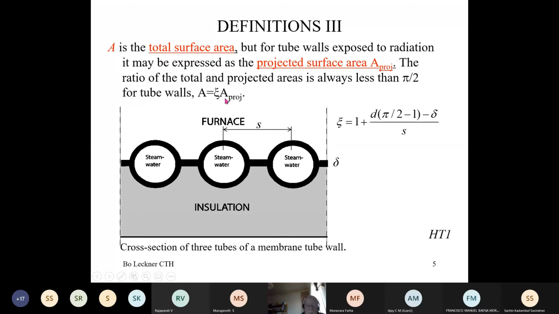And it's easy to derive theoretically how to calculate this coefficient that changes between total surface and the projected surface. You have to be careful when you study heat transfer coefficients from the literature, because it's not obvious that it is related to one surface or the other. So one has to pay attention to this fact.